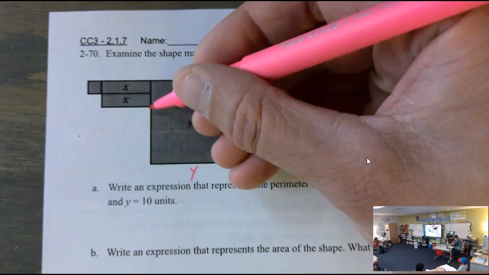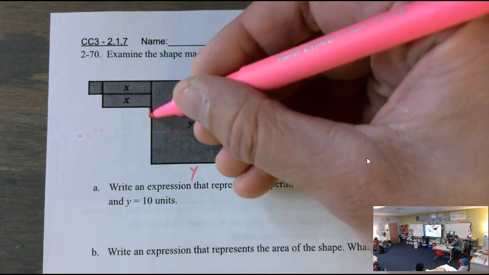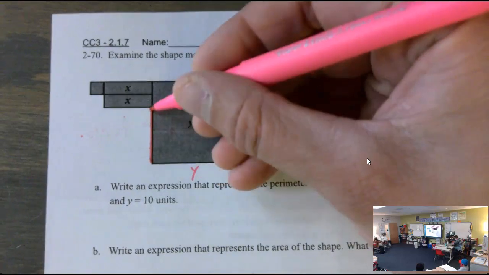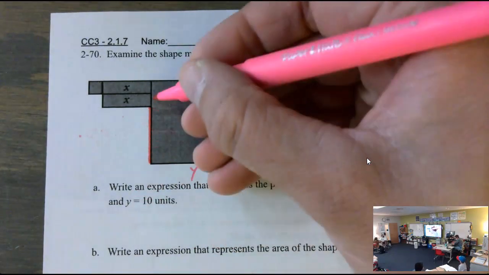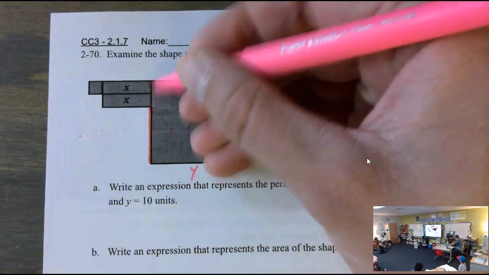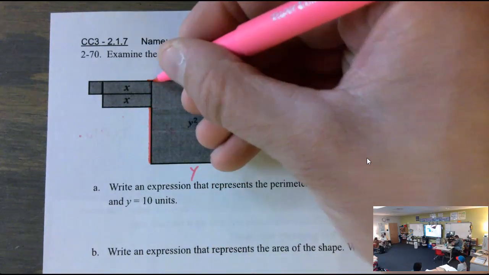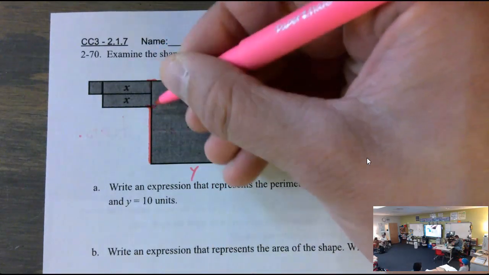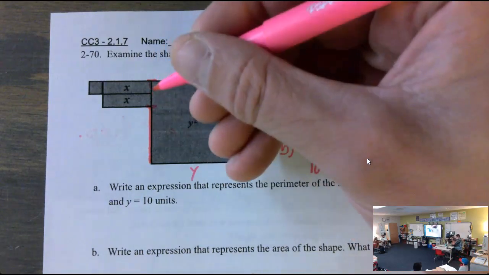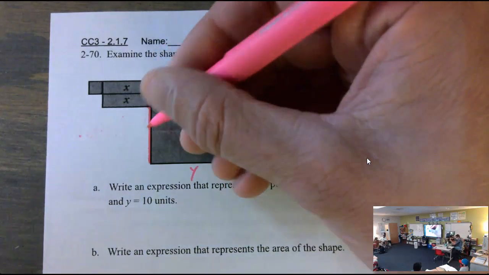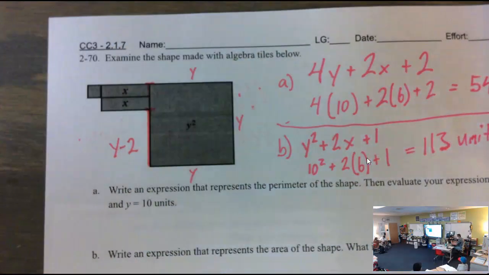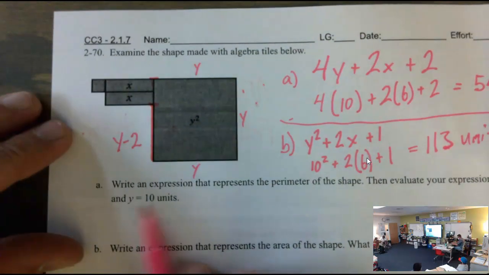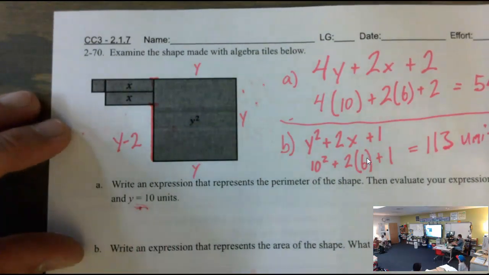But chill. Stop. No, it's not. Not yet. This would be y. But it's not because it's missing this much of it. This section is 2. So we would start by calling this y minus 2. We don't yet know that y is 10. Right? Don't read that part yet.